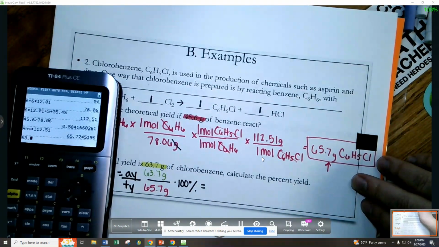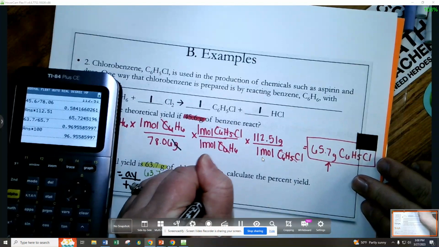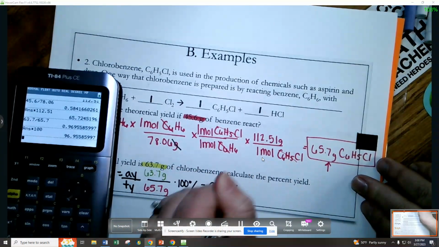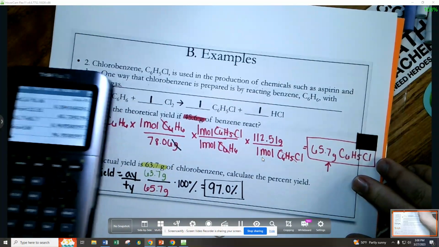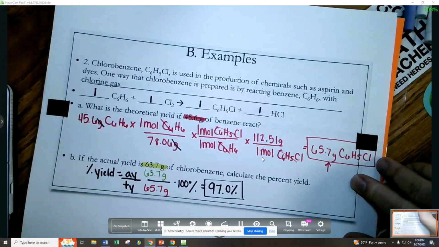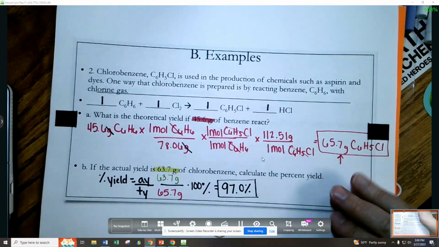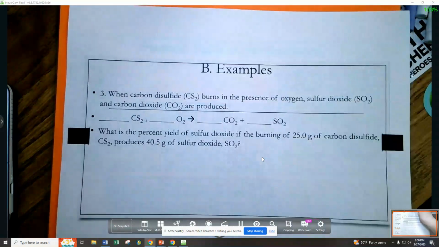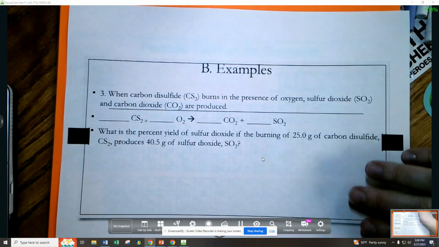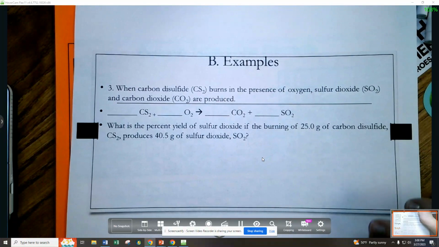So we take 63.7, divide it out by 65.7, and times by 100 to percent it. Okay. So it looks like with rounding, I'm going to go ahead and say that it was 97.0% yield of the chlorobenzene. So that means there was about 3% of our benzene was not properly used in forming the product, the outcome that we wanted.